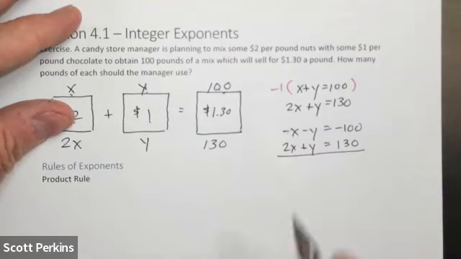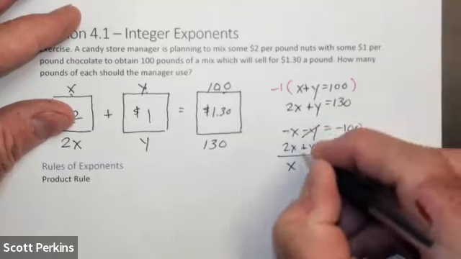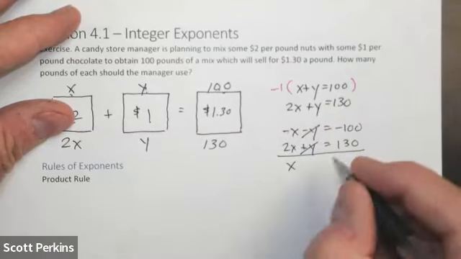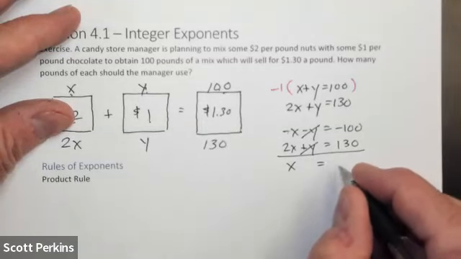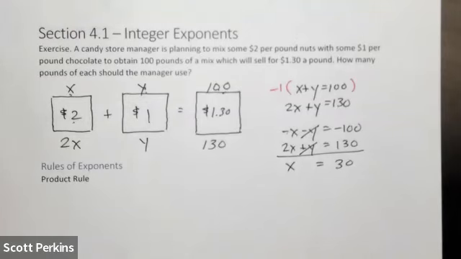And when I add these two things together, the -x plus the 2x is x. The -y plus y are eliminated. That is the premise of the elimination method. And then -100 plus 130 is 30. So there we go. X is equal to 30.